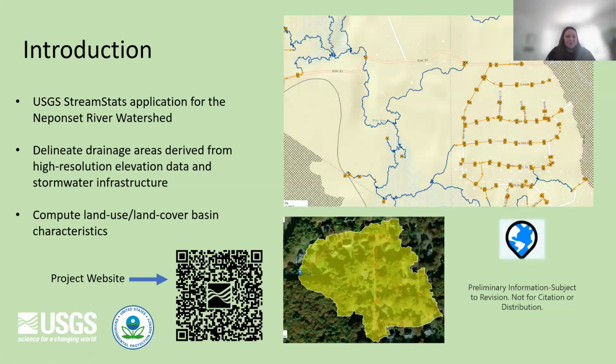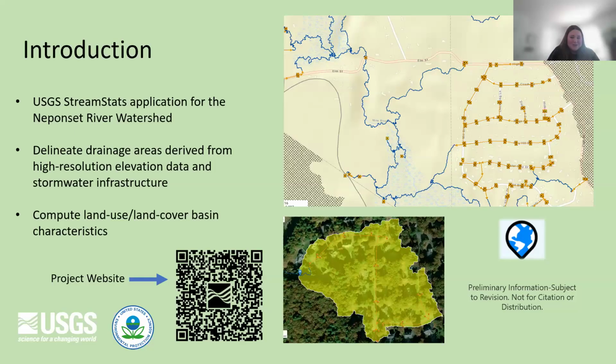So, as we know somewhat, both the natural environment and man-made infrastructure have to be considered when characterizing hydrology and the quality of urban watersheds. So this, of course, is important for stormwater management, which must account for how water flows above ground as well as underground through the stormwater infrastructure. So with this project, we are expanding our Streamstats application to include the Neponset River Watershed.